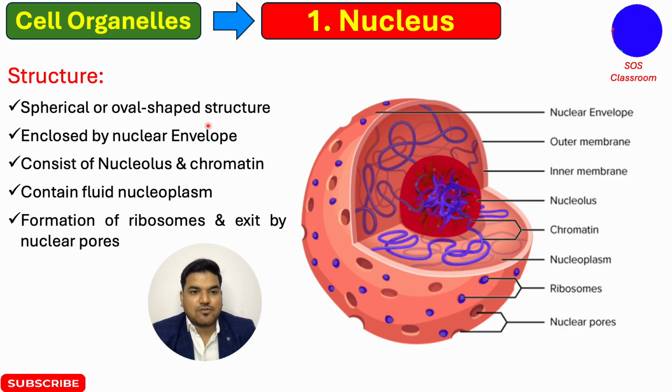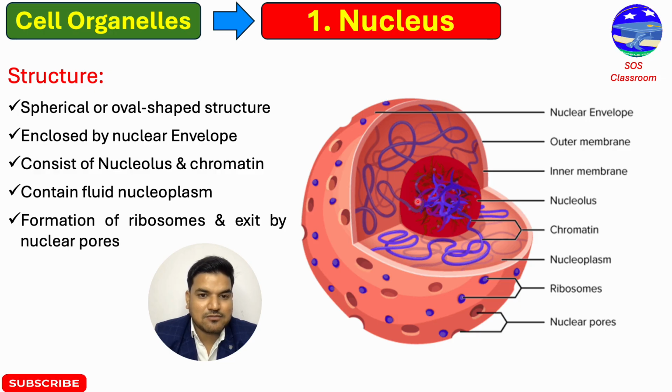So the nucleus is oval or spherical in shape, enclosed by a nuclear envelope. This nuclear envelope contains the nucleolus and chromatin. You can see this is the nucleolus and chromatin. The fluid contained is called nucleoplasm. We already discussed the nucleoplasm, and the formation of ribosomes and their exit through the nuclear pore. So ribosome formation occurs inside the nucleolus, and ribosomes exit from the nucleus with the help of the nuclear pore and attach to the endoplasmic reticulum and form the rough endoplasmic reticulum.